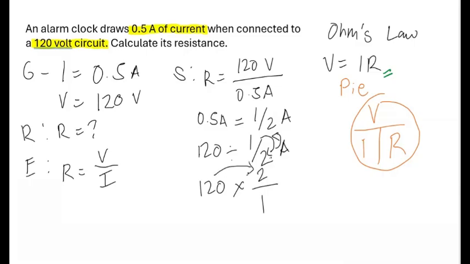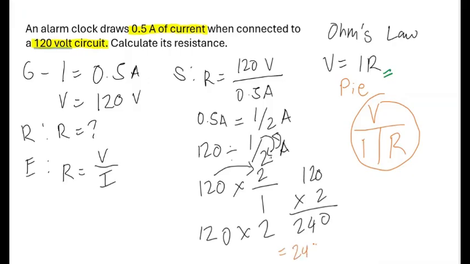So we multiply: 120 times 2 makes 240. We have our answer now for our solution, 240. But is this the final answer? Not yet.